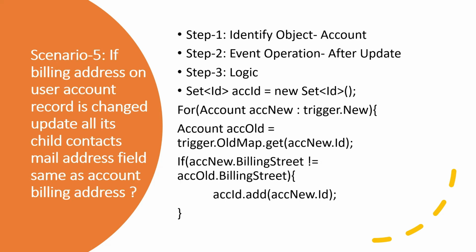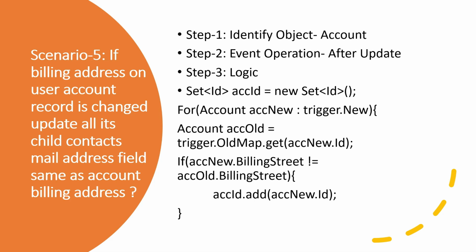Scenario 5. If the billing address on a user's account record is changed, update all its child contacts' mailing address fields the same as the account billing address. In order to write triggers, we have to follow three steps. Step 1, identify object. Step 2, event operation. And step 3, logic. In our case, account is the object on which we'll be writing the trigger, and event operation is going to be after update.